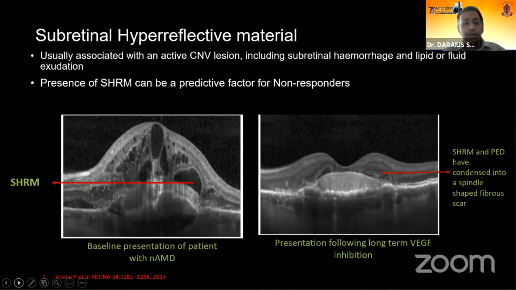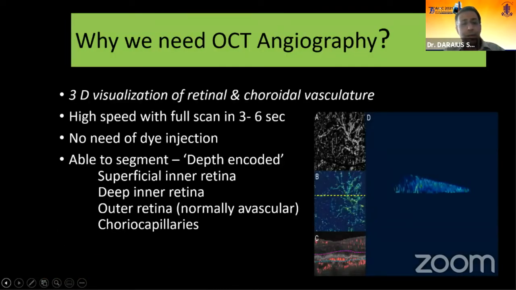SHRM, or subretinal hyperreflective material, is normally associated with active CNV lesions, including subretinal hemorrhage, lipid or fluid, and it can be a predictive factor for non-responders. So these are basically the biomarkers, and we've seen these are going to have some prognostic value.